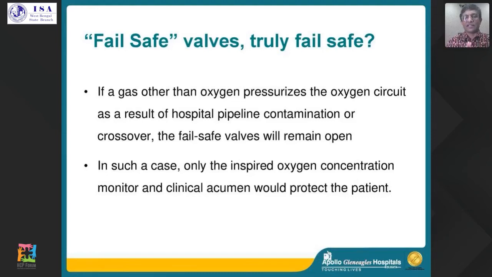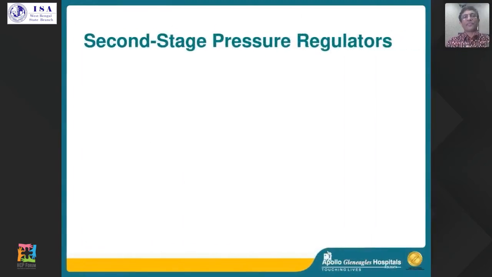And the only thing that can save you from delivering an unsafe fresh gas flow is your inspired oxygen concentration, or the FiO2 analyzer, or the oxygen analyzer as you call it, and you yourself, your clinical acumen, figuring out that something is not going on correctly. So none of these sensors is absolute, so that you are taken out of the equation. The clinician remains very much an integral part of that safety.